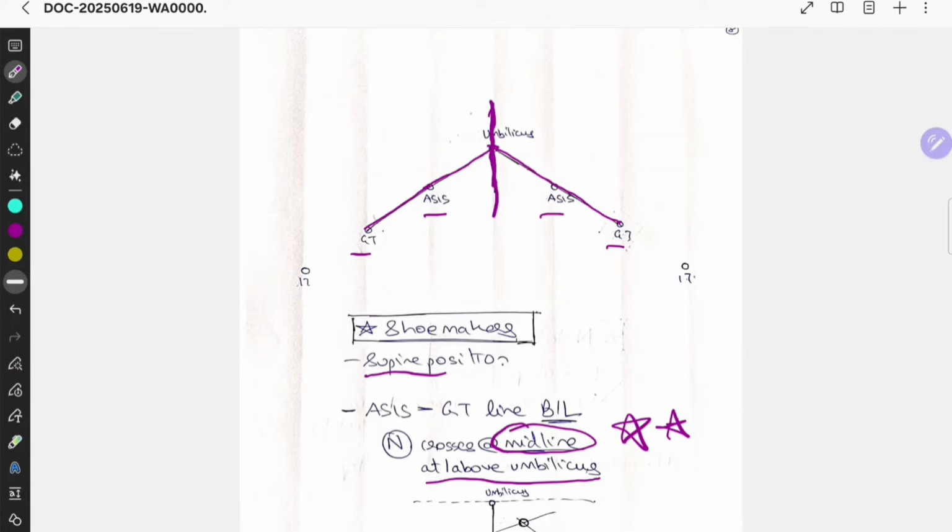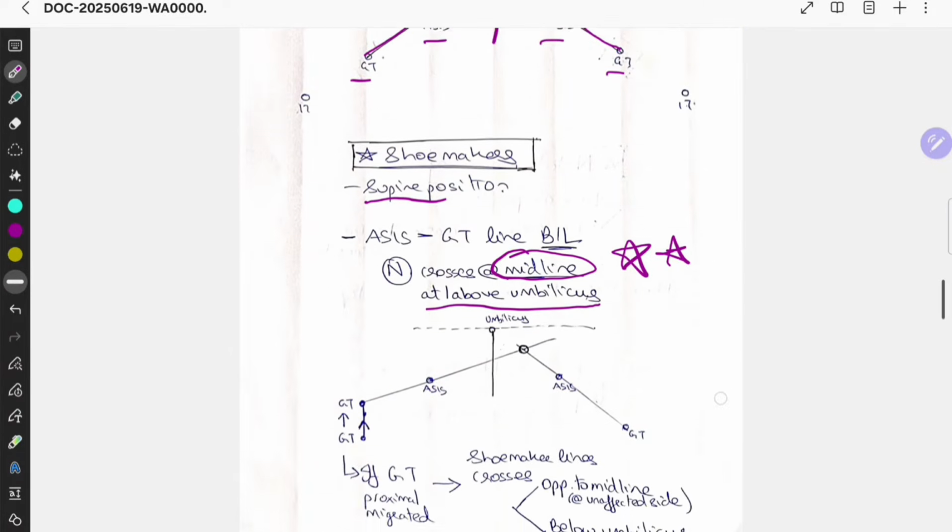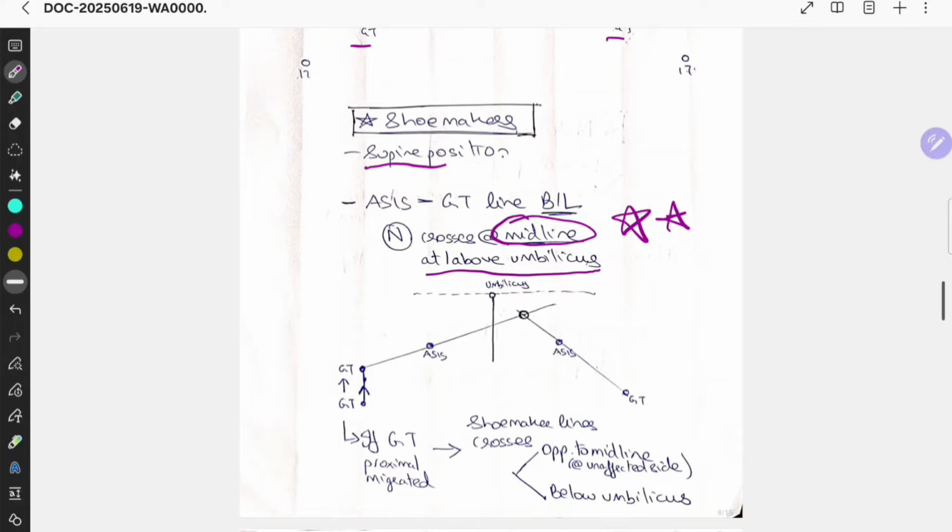Okay, so now let's suppose the GT has gone... it is very conceptual, very logical. You don't need to mug up, just need to visualize, just need to imagine the concept. Let's suppose there is a pathology in which there is supratrochanteric shortening. The GT has migrated proximally on the right side, and you join the lines from greater trochanter to anterior superior iliac spine bilaterally.